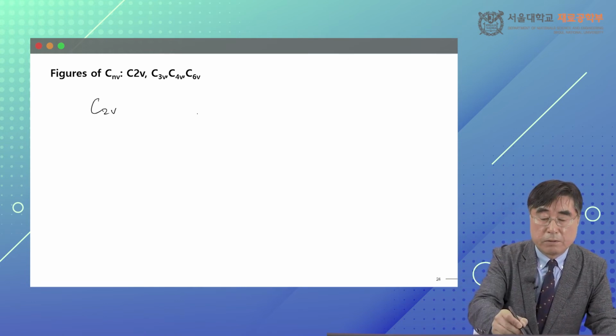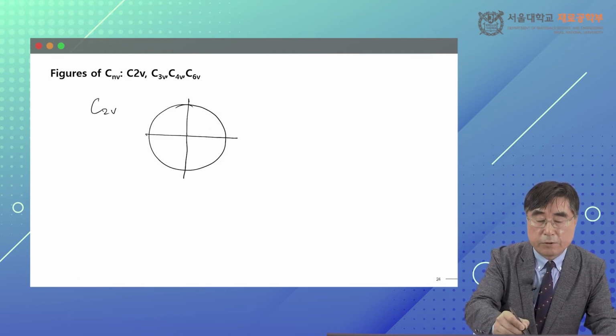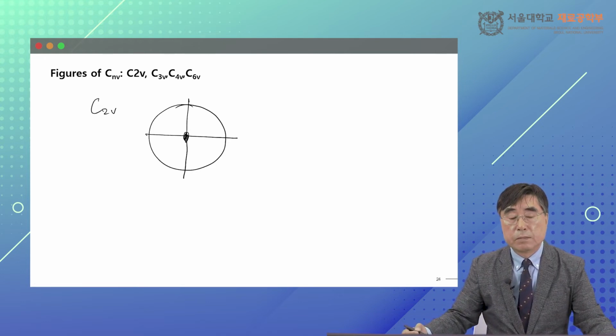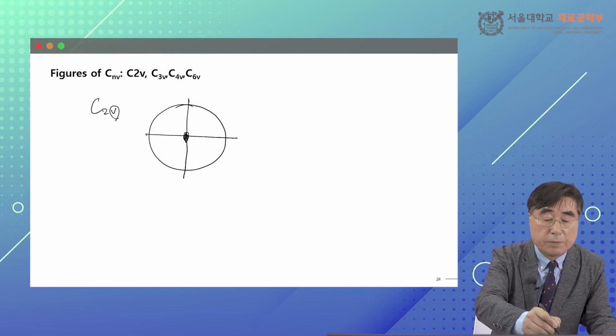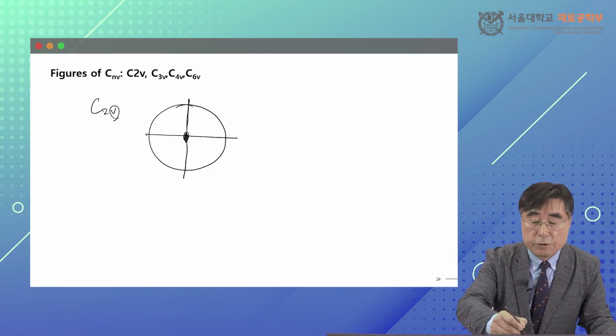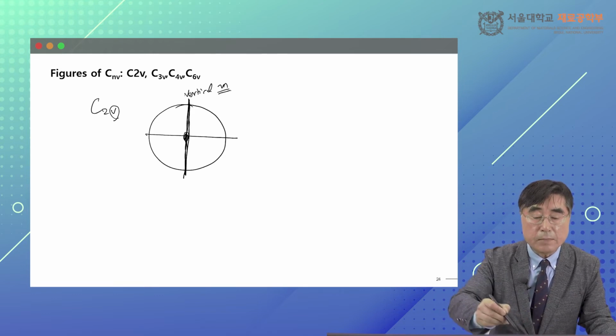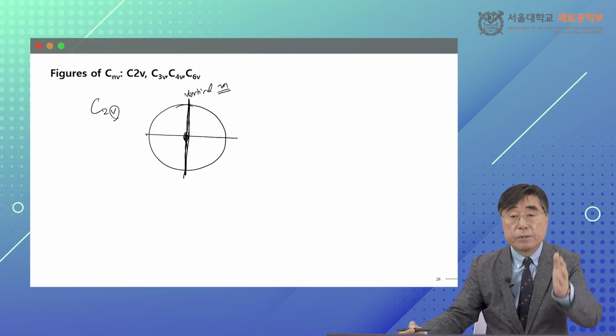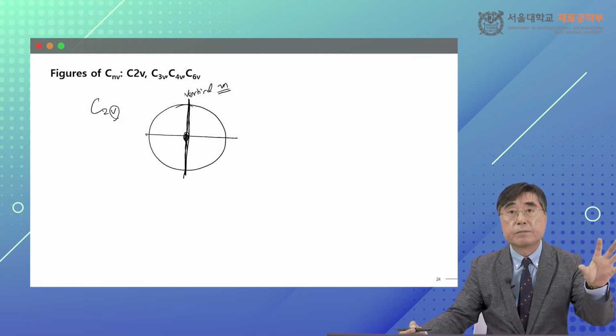C2V, what is this? This one is a cyclic rotation operation of twofold. And it has a vertical mirror plane. So let's put any vertical mirror plane in here. Vertical mirror. Champlain says that, okay, just simply put one vertical mirror plane to the symmetry operations.